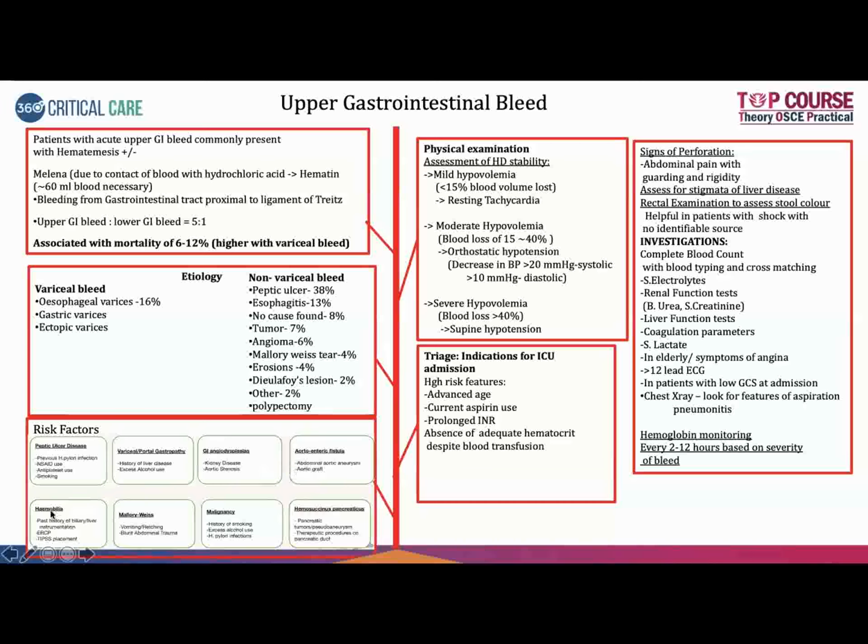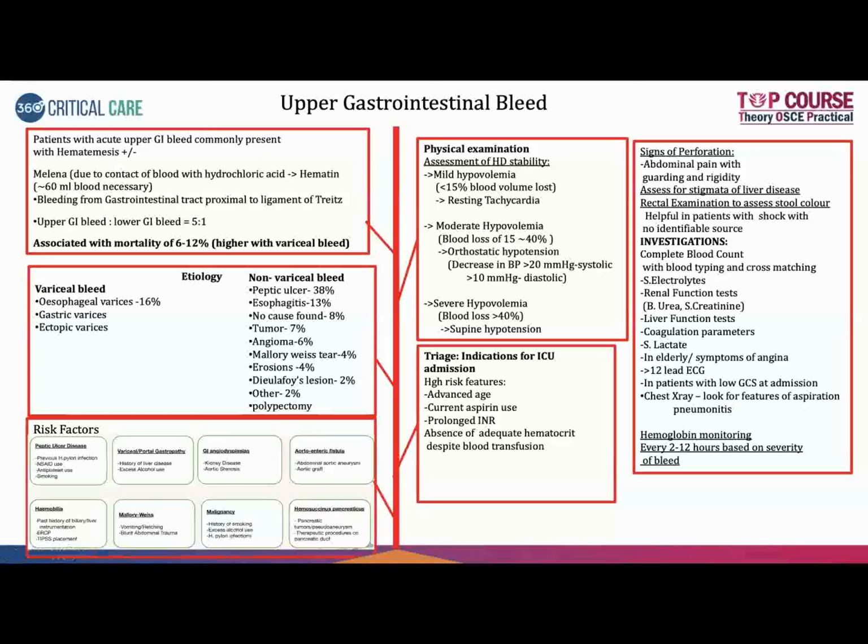Hemobilia: a patient with hemobilia usually has a history of ERCP or TIPS placement. And Mallory-Weiss tear, your patient will have a history of vomiting, retching, blunt abdominal trauma. Malignancy related, any history of smoking, alcohol use, so all these are risk factors.